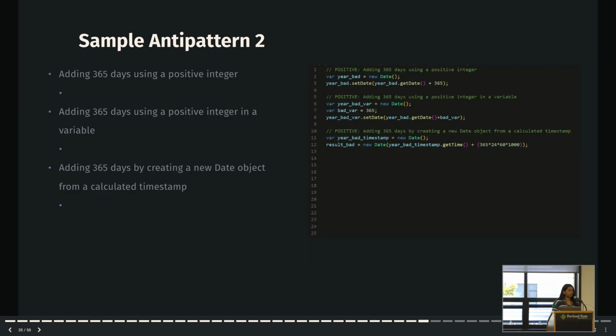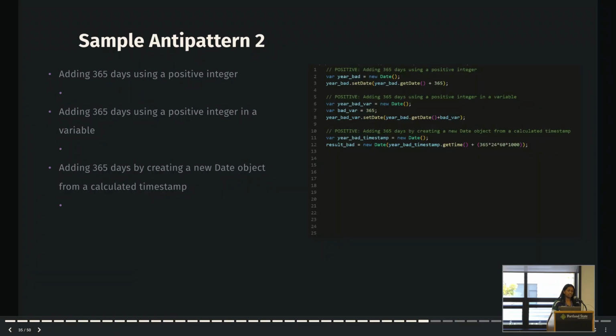Now, for the actual writing of a CodeQL query, we'll be focusing on anti-pattern 2. Which, as said on the previous slide, looks at the addition and subtraction of 365 days. On the right is a sample file that shows some examples of the anti-pattern in practice. The first one shows the creation of the date, followed by an addition of 365 days to that date using the setDate function.